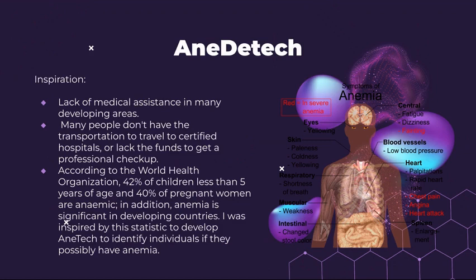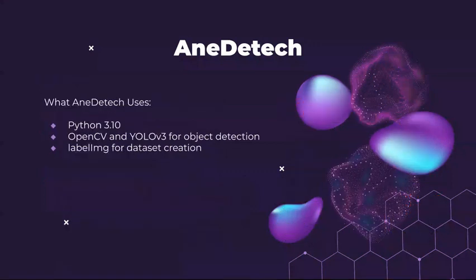The chart on the left just shows many different symptoms of anemia. So what does AneDetect use? We will go into these points in the next slide, but its official language is Python, specifically version 3.10. It uses OpenCV and YOLO version 3, specifically not YOLO version 5, 6 or 7, but YOLO version 3 for object detection and model creation.